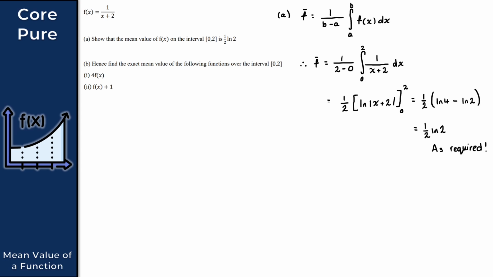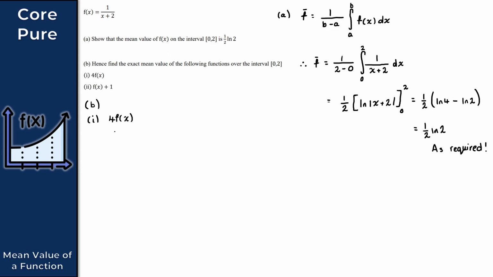So now for part B. It says, hence find the exact mean value of the following functions over the same interval from 0 to 2. To get us started, we have 4 f of x. For 4 f of x, all we need to do is multiply the mean value of f of x from part A by 4, right?